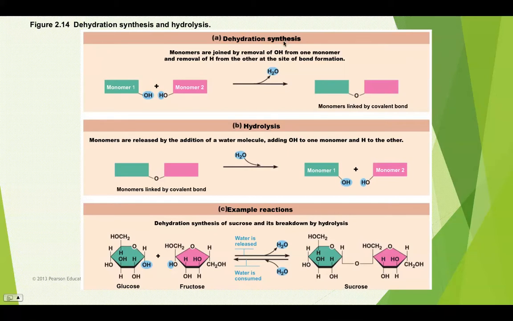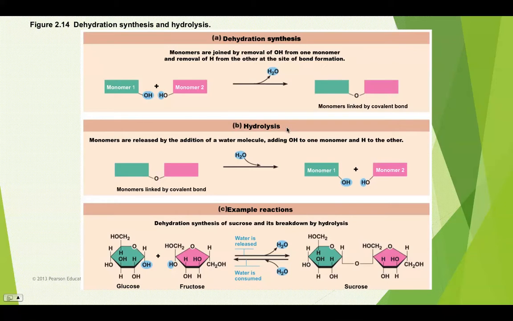Dehydration synthesis, so if you think of dehydration, it's taking out a water molecule. So with 2 separate monomers, when you take an oxygen atom and a hydrogen atom off of this one, and then you take a hydrogen atom off of this monomer, and that is clipped out using an enzyme, this water molecule is released, and now these 2 monomers are going to be linked by a covalent bond.